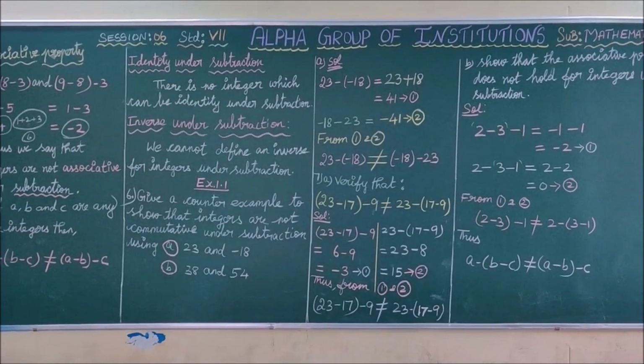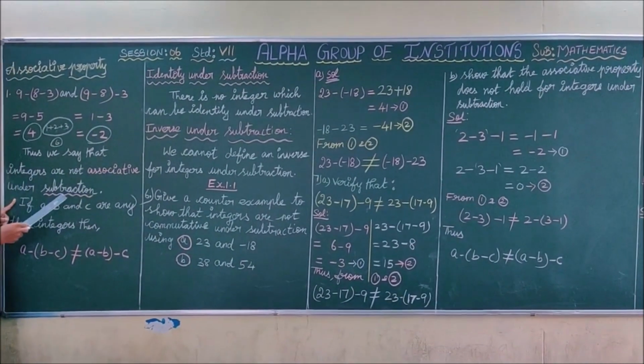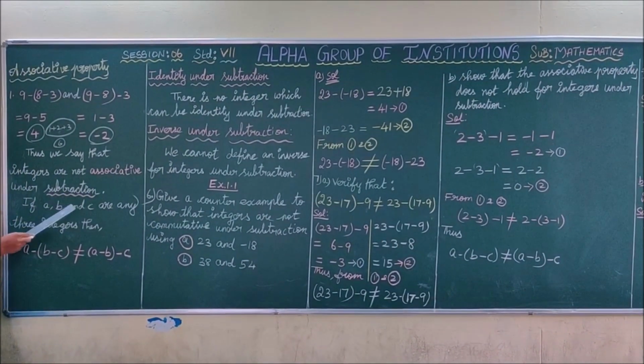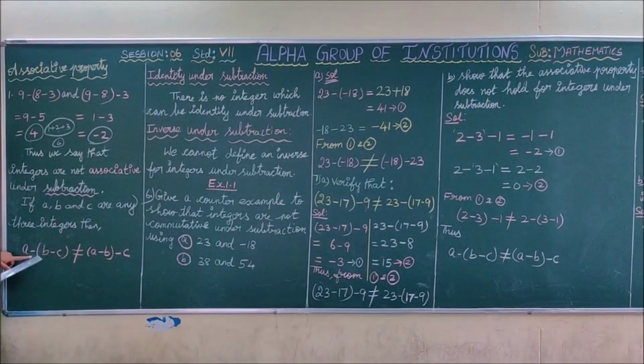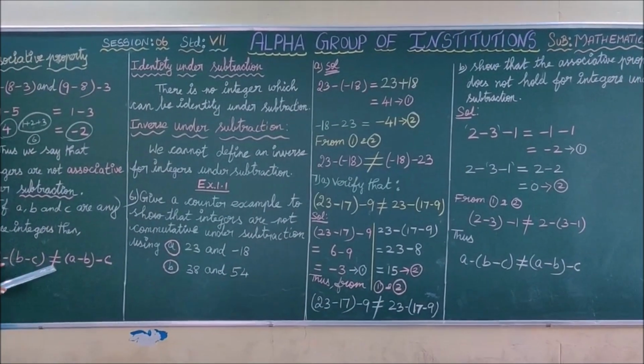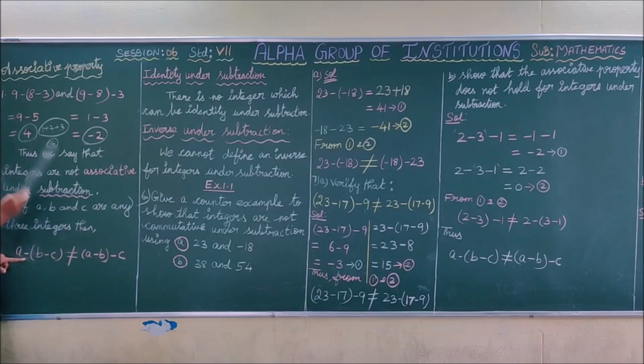That's why we are saying integers are not associative under subtraction. Thus we can write, if a, b and c are any three integers, then a minus (b minus c) not equal to (a minus b) minus c. It's clear, children? Suppose the operation is addition, here what symbol do you have? Equal symbol. But in the case of subtraction you have not equal to. Thus in the operation of subtraction, integers are not associative.